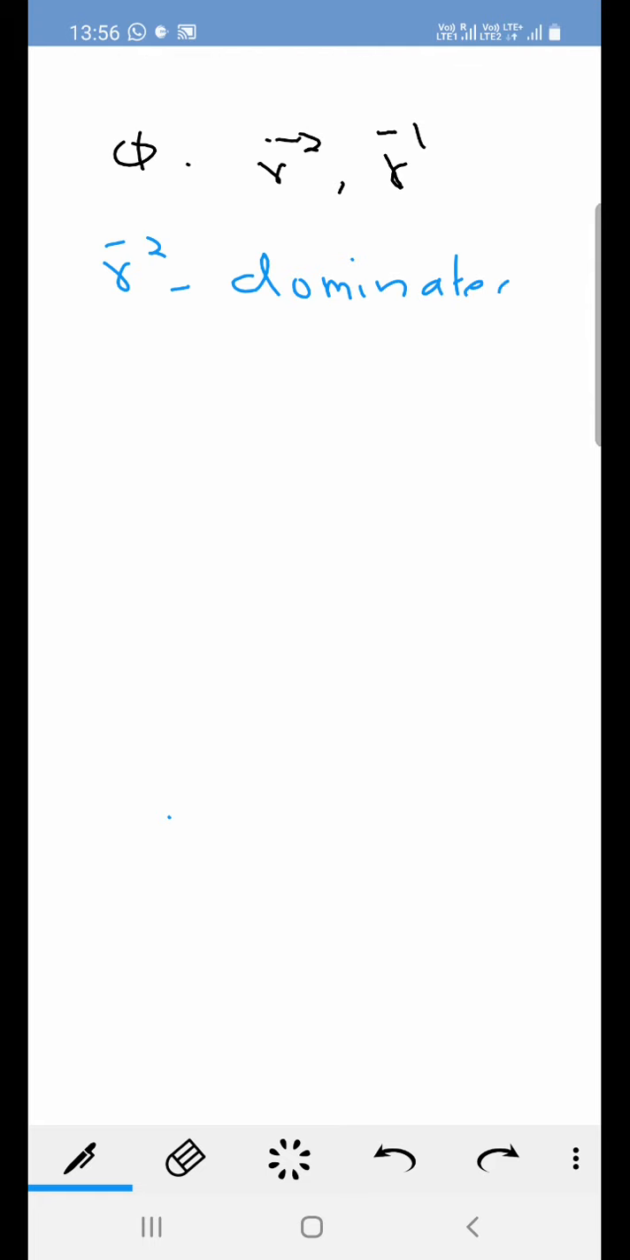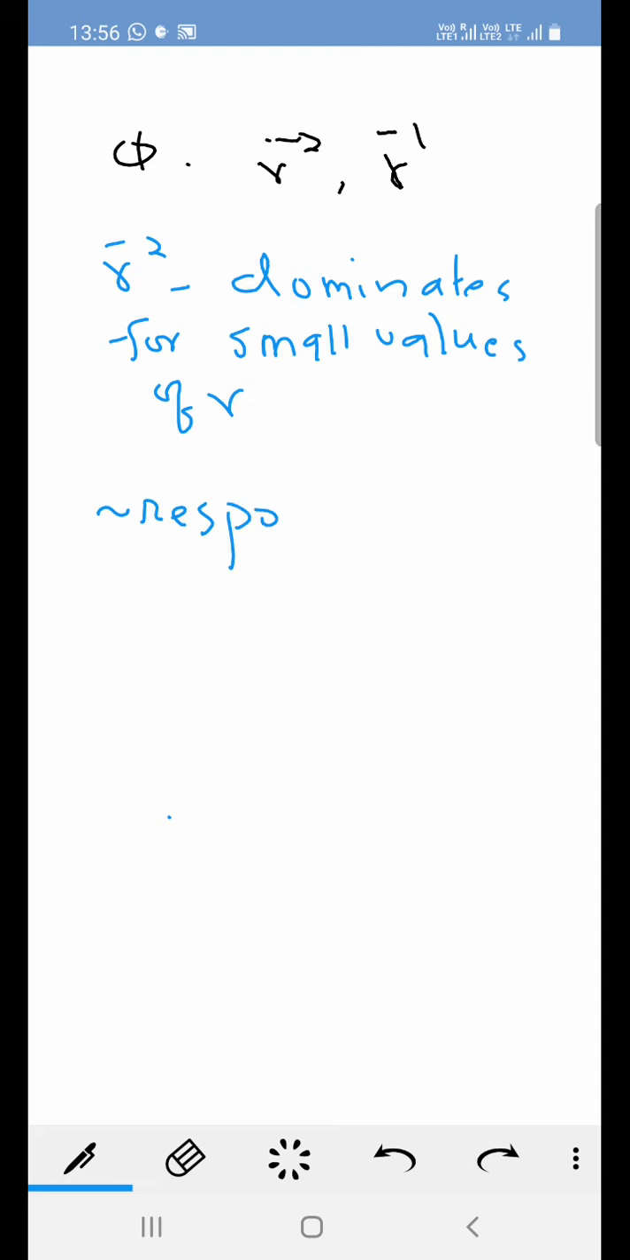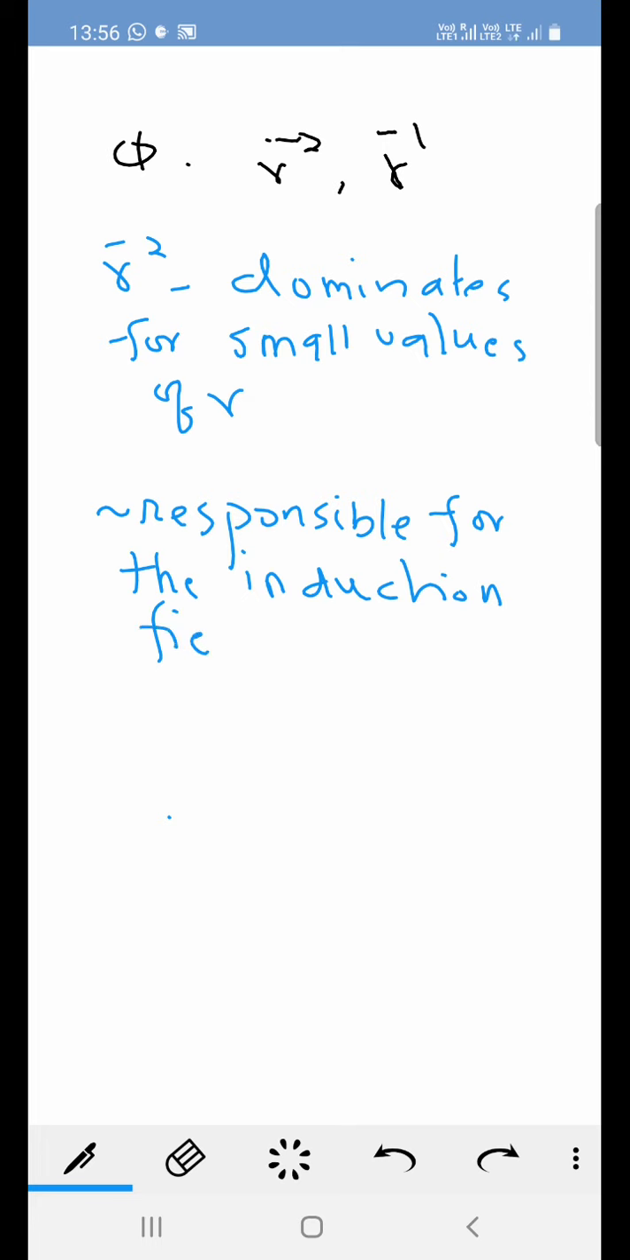and hence it is responsible for the induction field in the near zone.